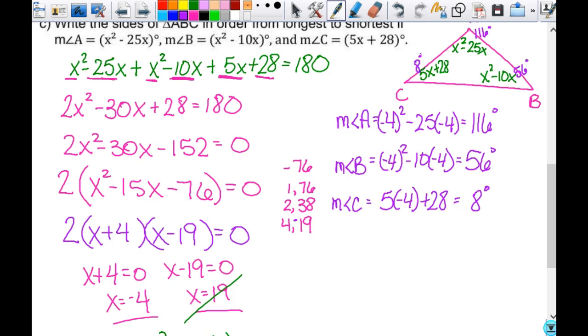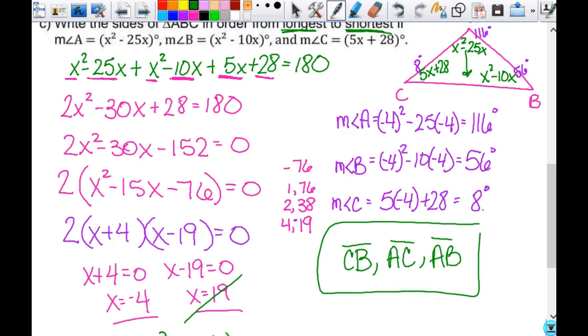Am I done? No, because it actually says write the sides in order from longest to shortest. Okay, I haven't even done anything with sides yet because I've been doing angles. They don't give me anything about the sides, but what I need to do here is go from longest to shortest. I need the angle measures to be able to tell me that. I can't tell you what the side lengths are at this point, but I can tell you which one's the longest. So the longest one is which one? CB. Okay, so line segment CB, and then which is the next longest one? AC, and then AB. Okay. All of that is part of your answer.